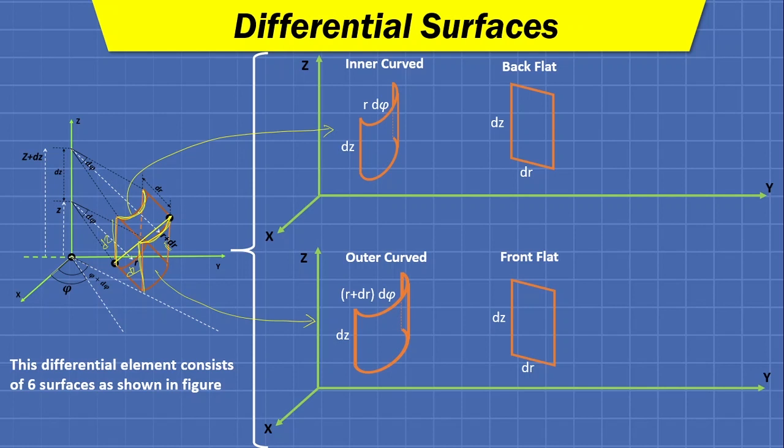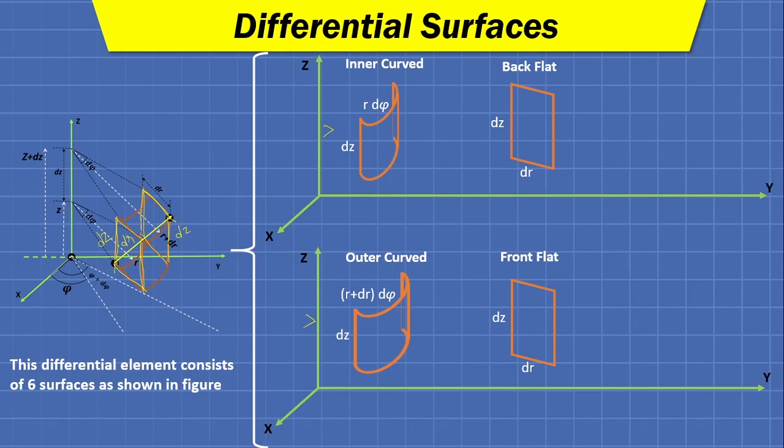Another two surfaces are the front flat surface and the back flat surface. As you can see over here, this is our front flat surface and this is our back flat surface. Both are identical, but the direction of phi will be different for these two surfaces. It has a height dz and length dr. Similarly, for the back flat surface, the height is dz and the length is dr. So the magnitude of both these surfaces will be the same, only the direction will be different.